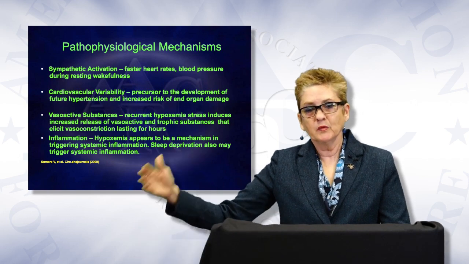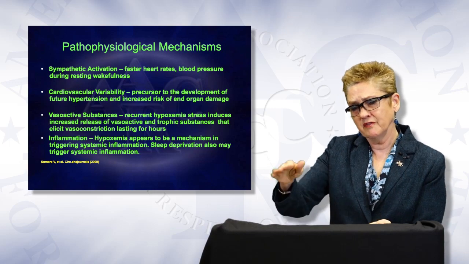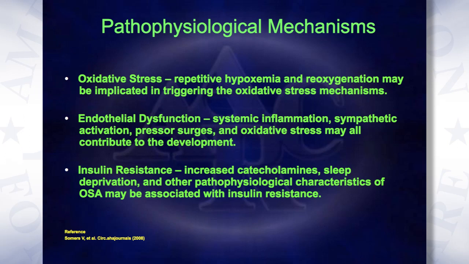We're treating the result of the underlying cause. So again, if we can catch that early, we can prevent hypertension from occurring. Other things that happen: we have oxidative stress. This repetitive hypoxemia and reoxygenation throughout the night may be implicated in triggering this oxidative stress mechanism, which in turn affects the endothelial dysfunction and causes the inflammation and that pressure surge, and the oxidative stress may all contribute to that development.